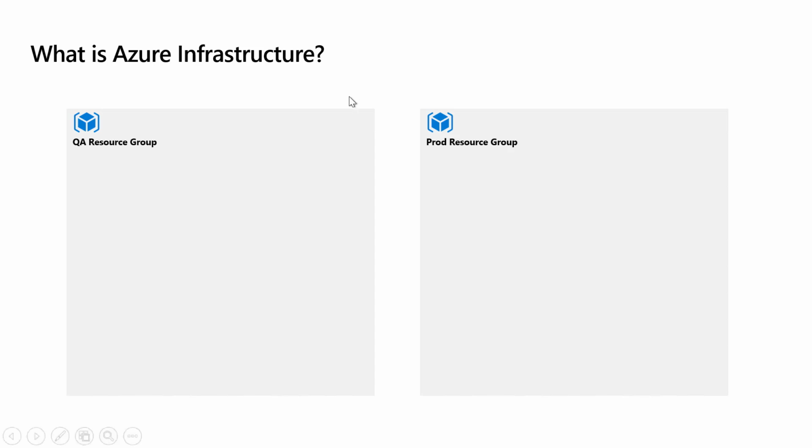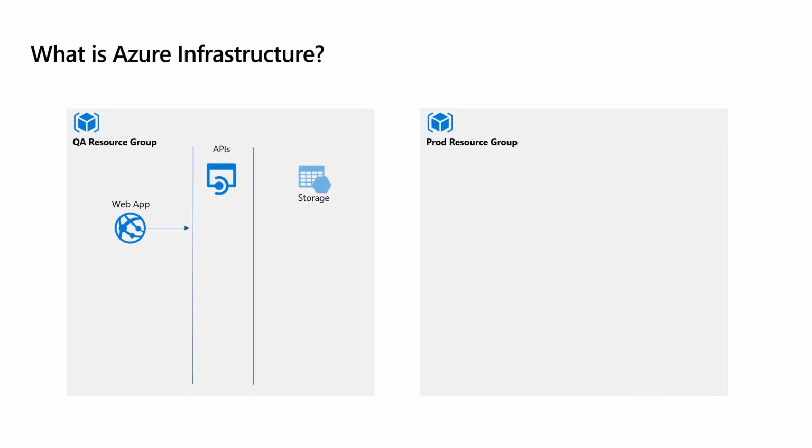In my QA resource group, I have a web application which interacts with multiple APIs. The first API in this case is talking to storage account. The second API probably would be interacting with another service called SendGrid for sending any notifications. And then you might have few more APIs which might talk to your database. In this example, we have Cosmos DB.